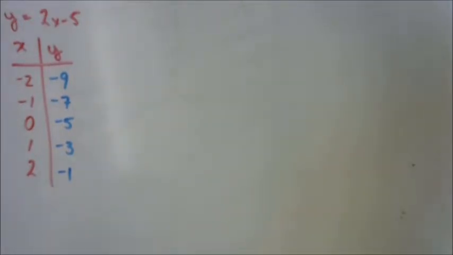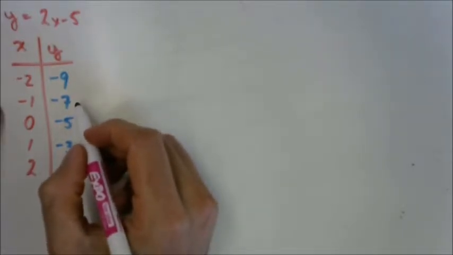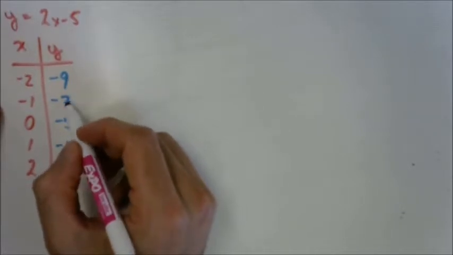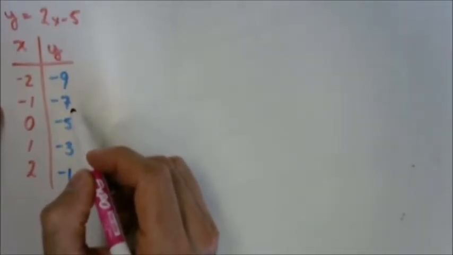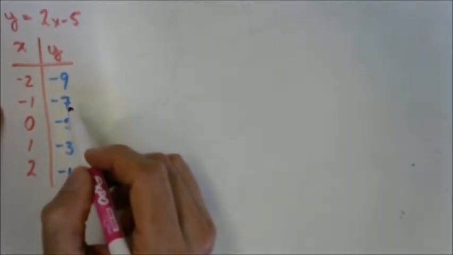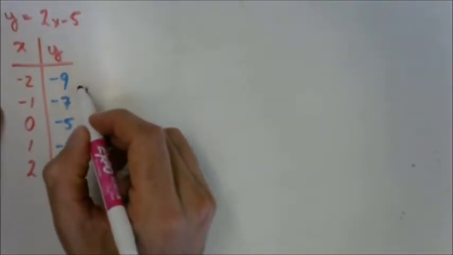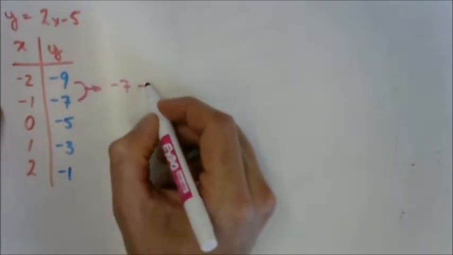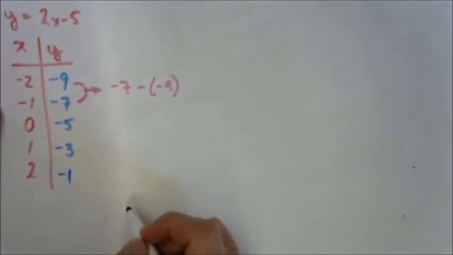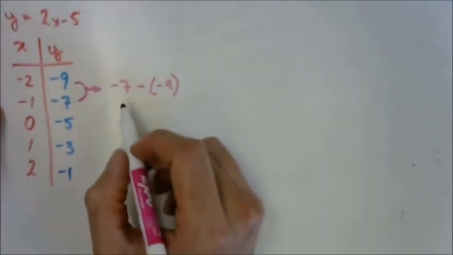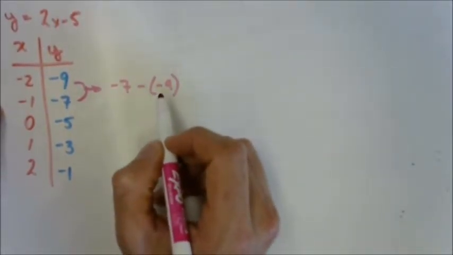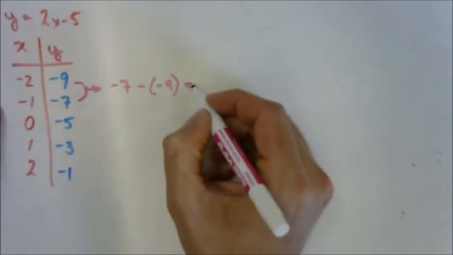Now we need to learn what first differences are. First differences are the difference between successive y values. So here's all your y values, 1, 2, 3, 4, 5. Successive means they're right beside each other. They're right in a row. So the difference between these two y values is the first difference. We have -7 minus -9. That's how we find the difference between those y values. Well, -7 minus -9 is the same as -7 plus 9, which equals 2.